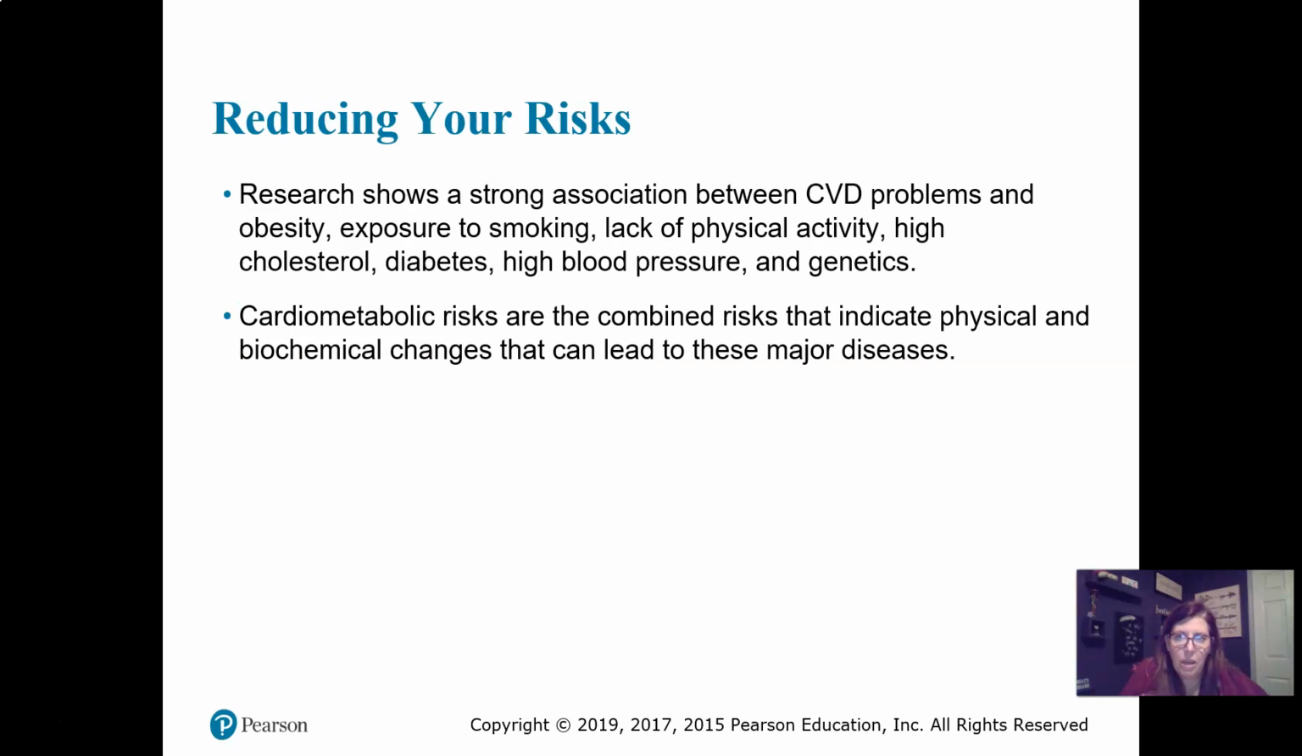Suboptimal diet, smoking, high body mass index, high blood pressure, physical inactivity, they're all contributors to cardiovascular disease. In addition to associated CVD issues, hypertension may also lead to a slowing of cognitive function, our thought processes and abilities, and increased risk for Alzheimer's disease. Cardiometabolic risks are the combined risks that indicate physical and biochemical changes that can lead to these major diseases.